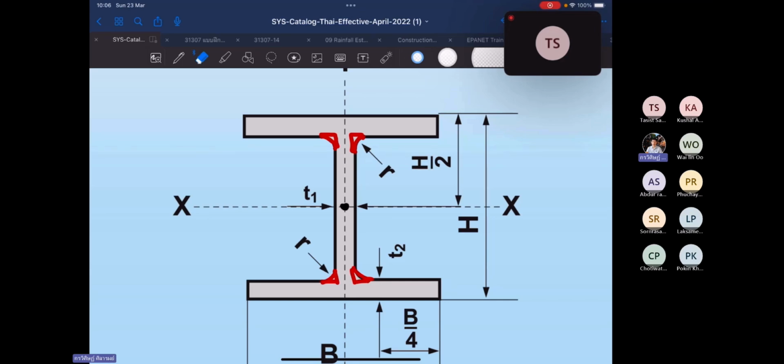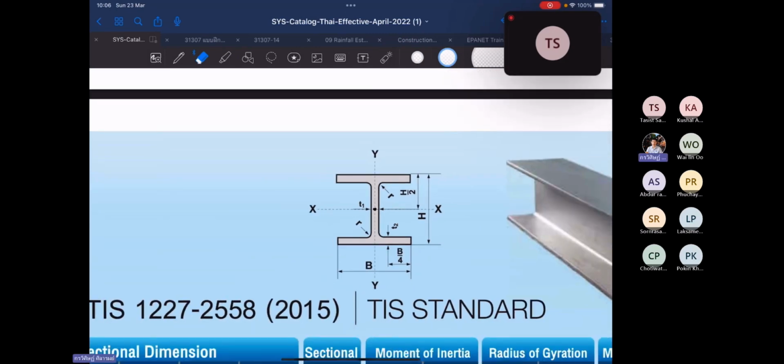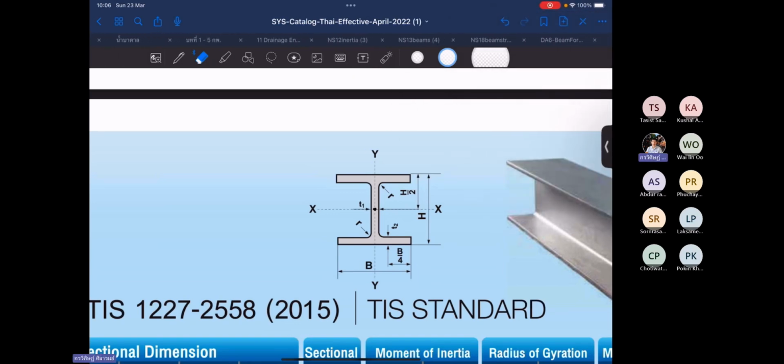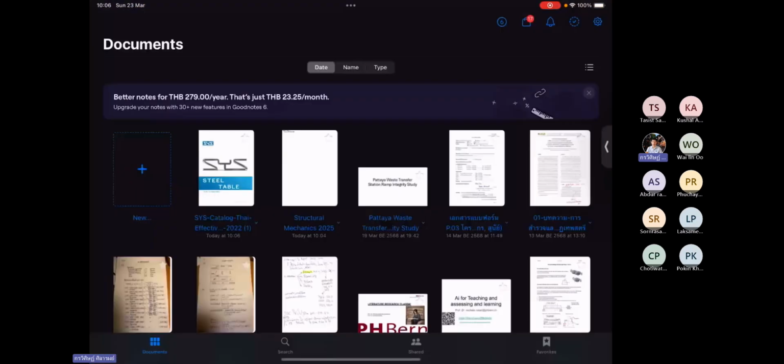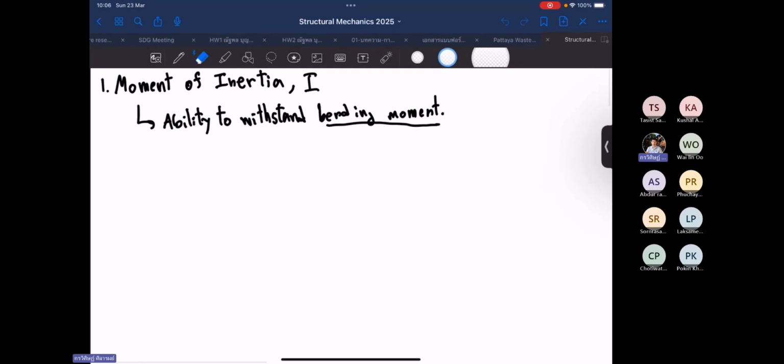So even if we calculate using just the rectangle, the final result will be acceptable for the design. Okay, like this. So today I'm going to wrap up for you how to calculate this moment of inertia. And okay, ability to withstand bending moment.